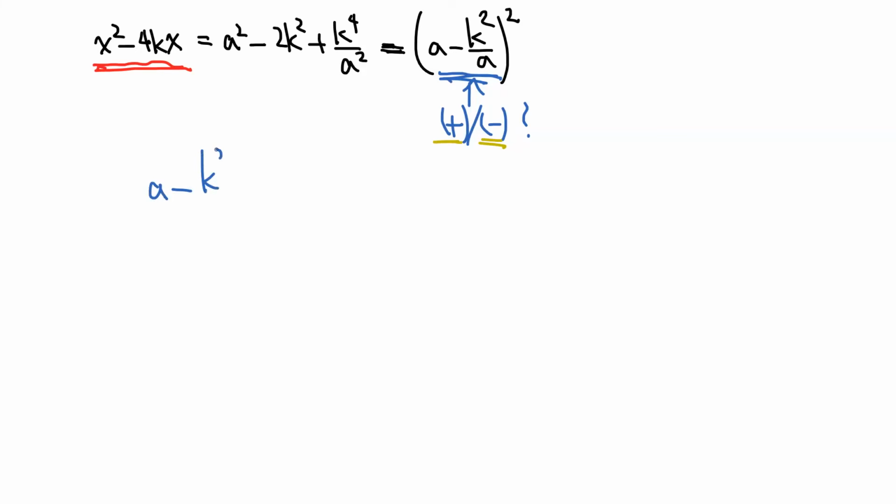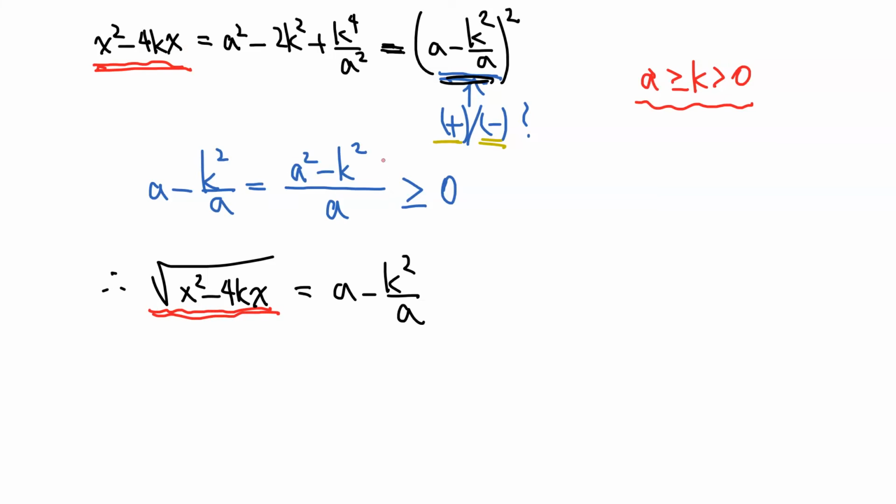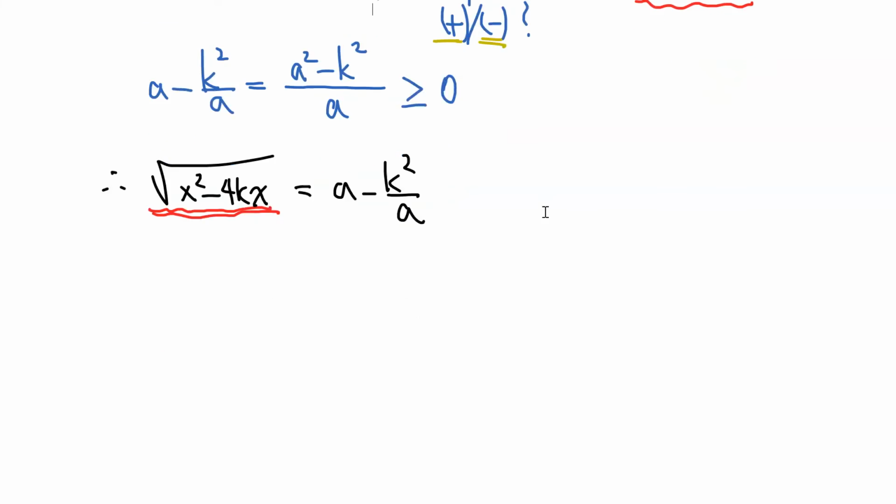So a minus k squared over a is equal to, if we use the common denominator a, then we have a squared minus k squared over a. But in the problem, we were actually given this inequality. So we know that this term is non-negative. Therefore, the square root of x squared minus 4kx is simply the inner part, a minus k squared over a. So there we have the actual square root of x squared minus 4kx. And now we are ready to finally calculate y.